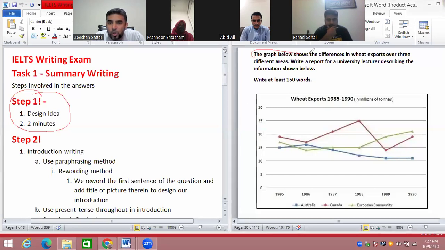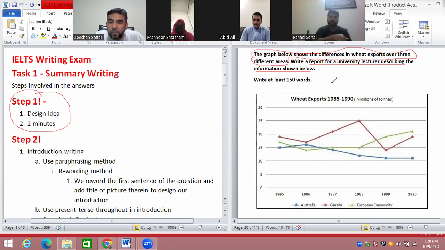The graph below shows the differences in the wheat exports over 3 different areas. And write a report to a university lecturer describing the information shown below. So here is the question, write a report, and what this picture is: the graph below shows the differences in the wheat exports over 3 different areas.